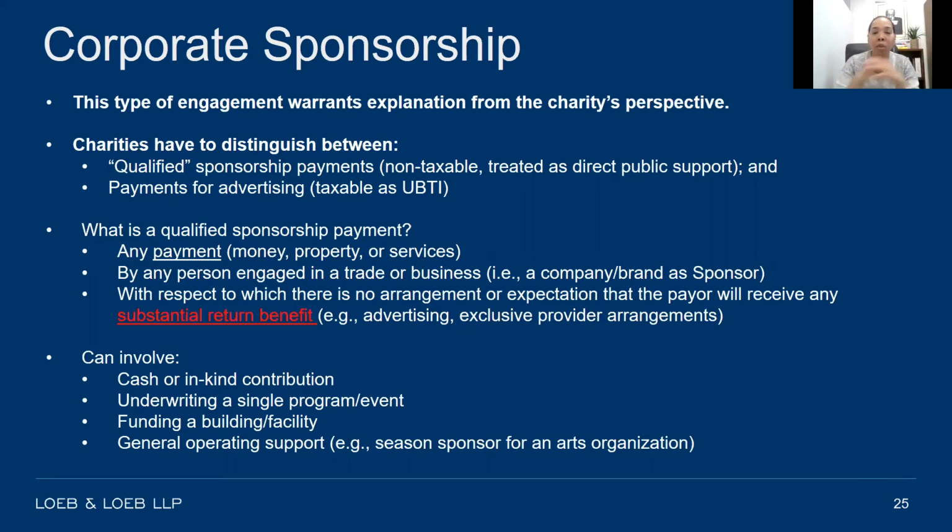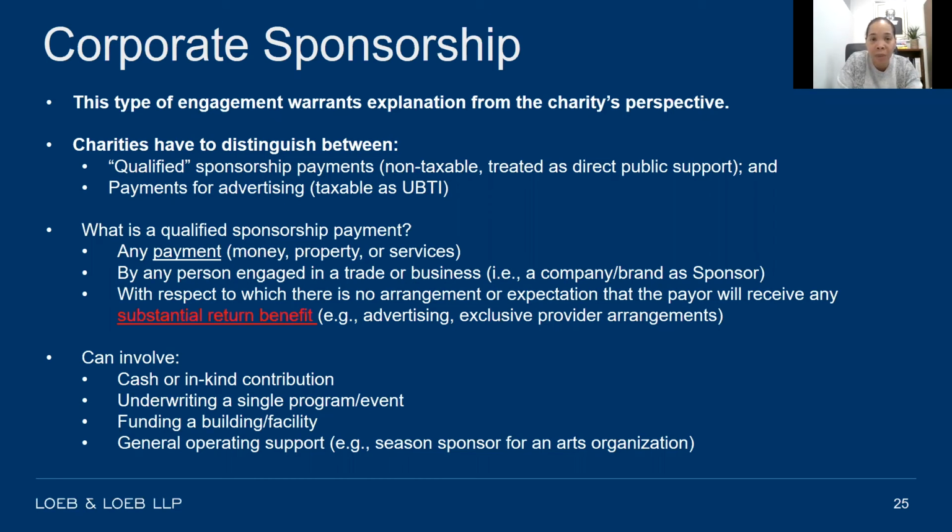So a qualified sponsorship payment is a payment by a company with respect to which there is no arrangement or expectation that the payor, i.e. the brand, is going to get a substantial return benefit. Substantial return benefit, I made that red. We could do a whole seminar on what's a substantial return benefit, and this is the fun part you should call us about if you are negotiating and have questions about this. But substantial return benefits include advertising. This is a big one.